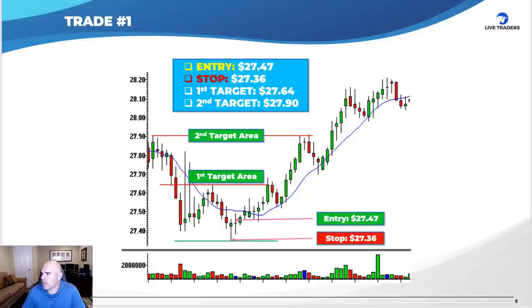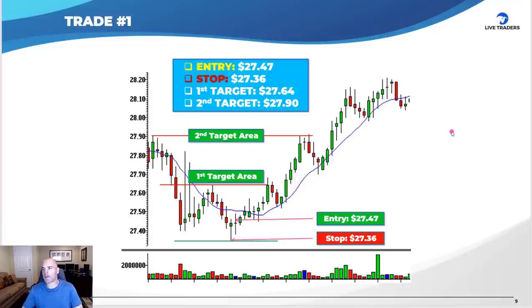All right, so now, let's divide these down individually, right? So, this is trade one. There's the entry arrow right there. There's the stop right there. Target one, Y, prior pivot high. Target two, Y, prior pivot high, okay? So, entry here, stop here, target one, target two.